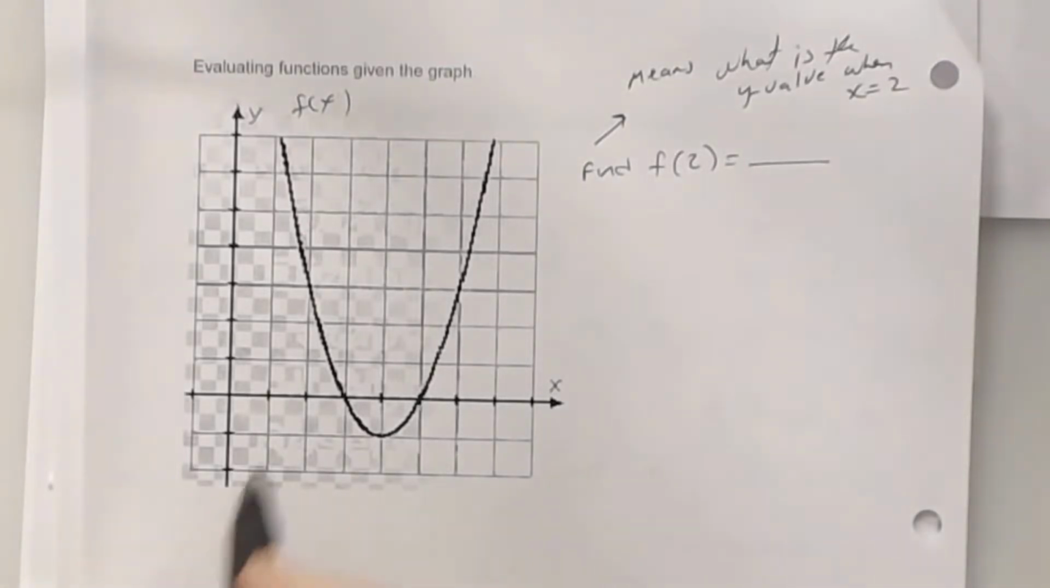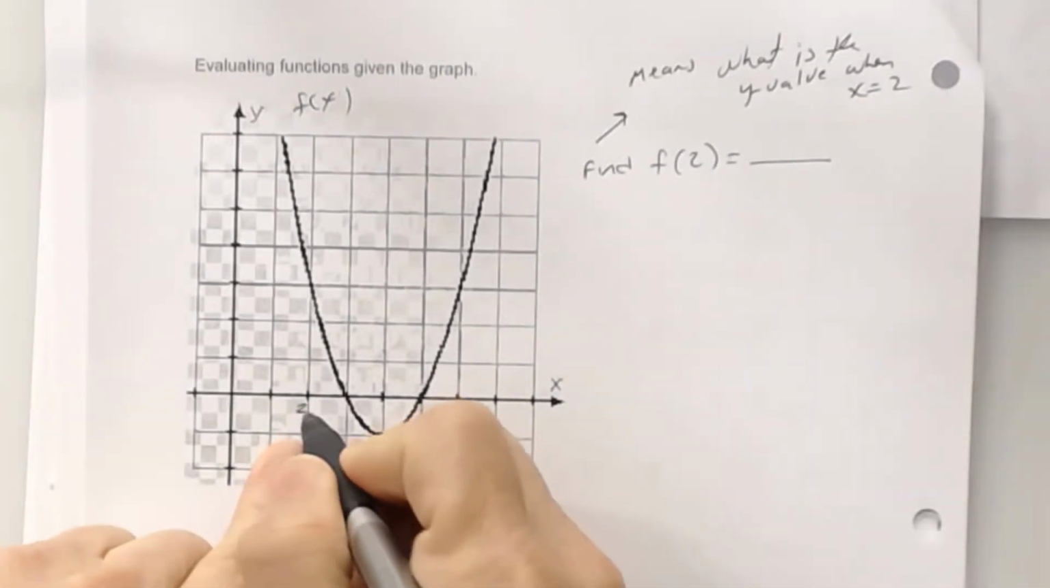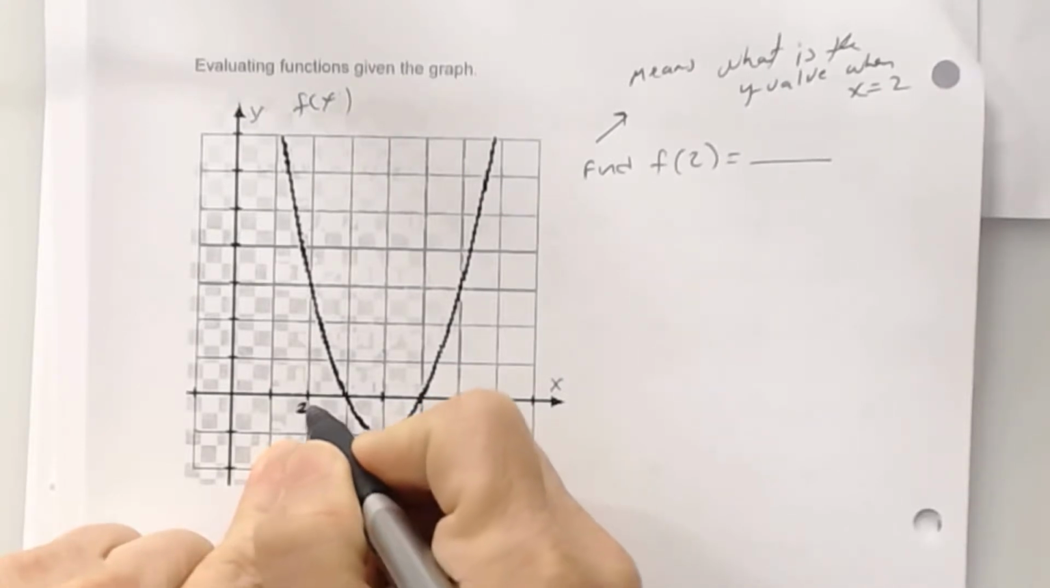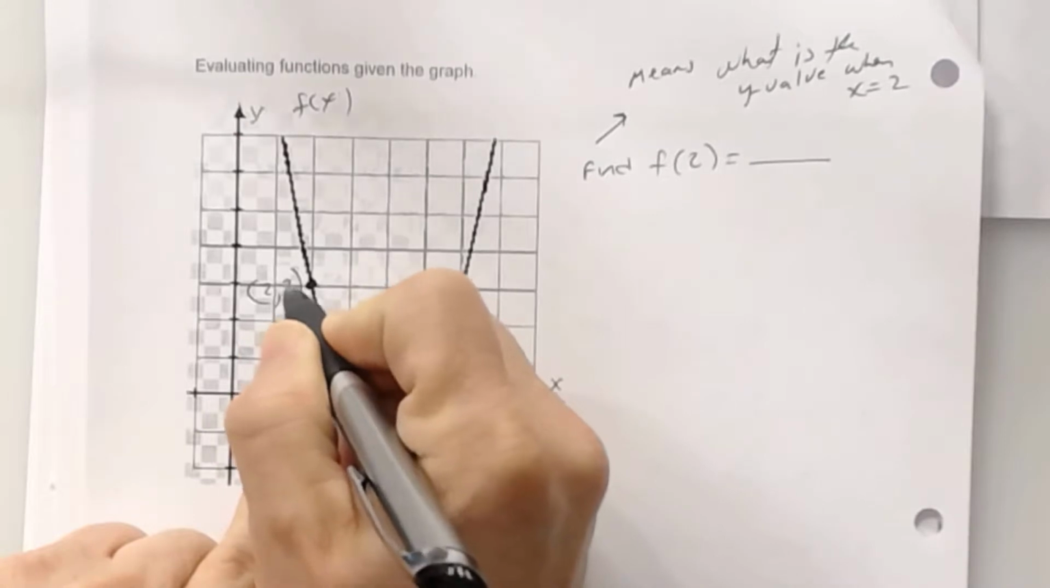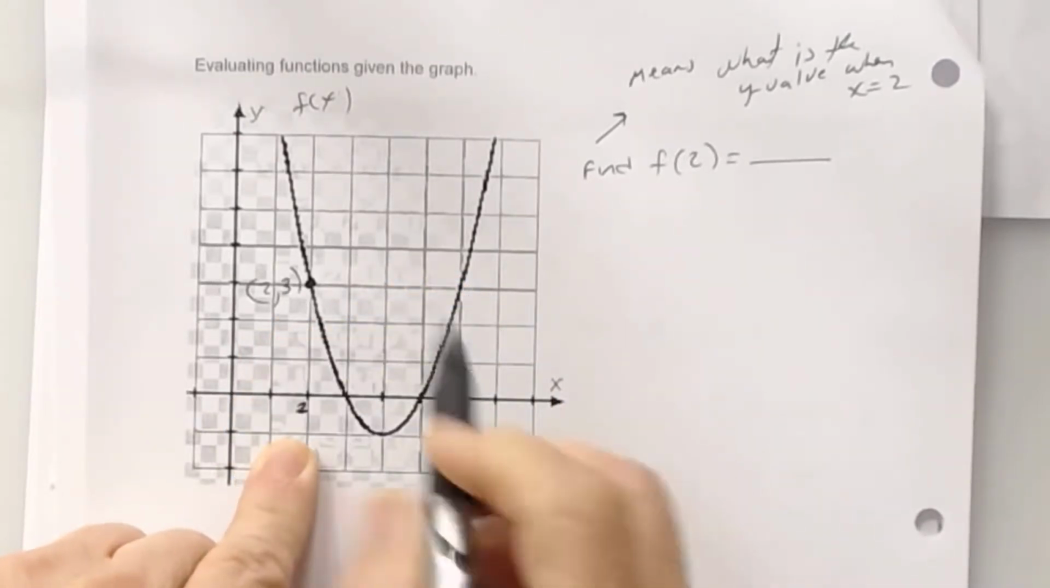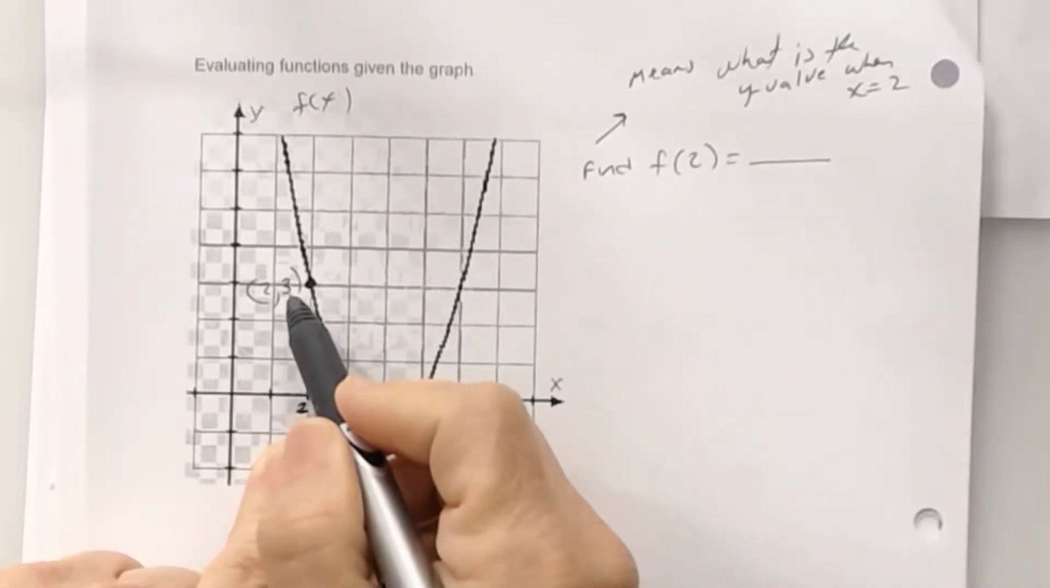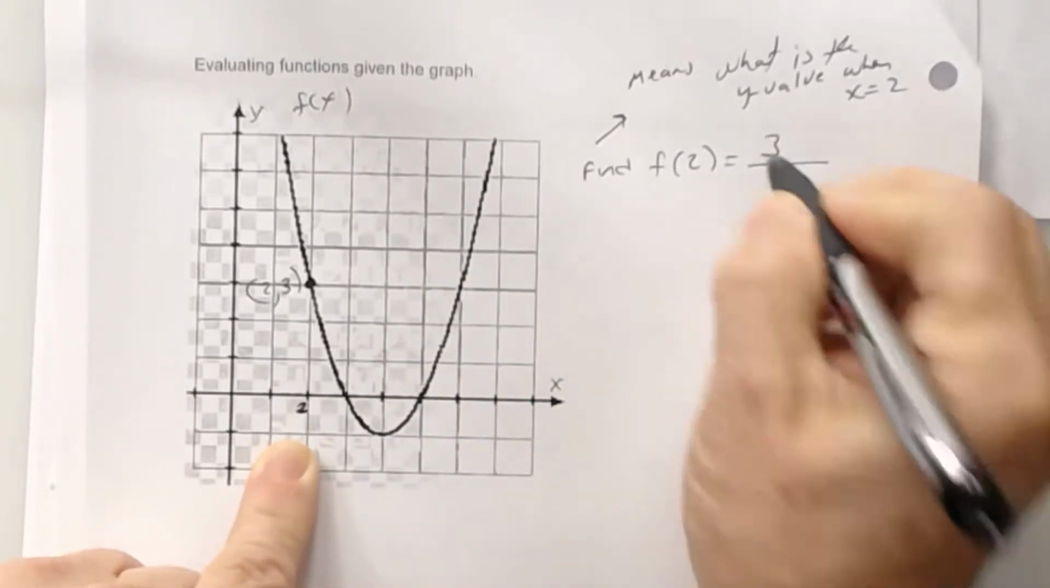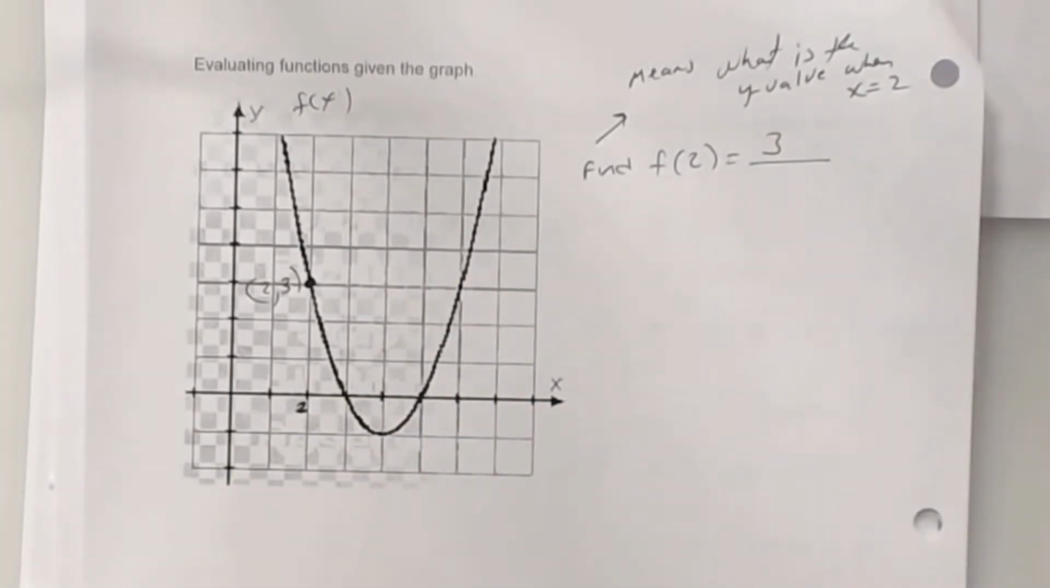So what you got to do is locate x equal 2. So x equal 2 is here, right? And the point of the graph is right here. So that's the point 2 comma what? 3. So when x is 2, what's my y value? 3. So that goes here. So f of 2 is 3. So that's where you have to start locating these points on the graph.